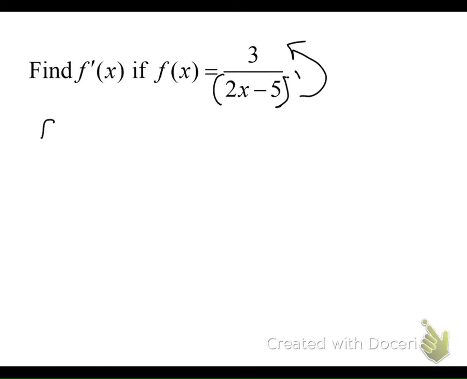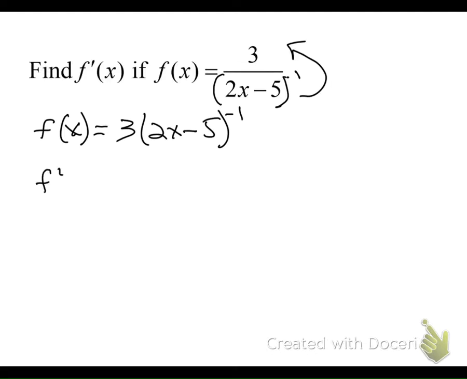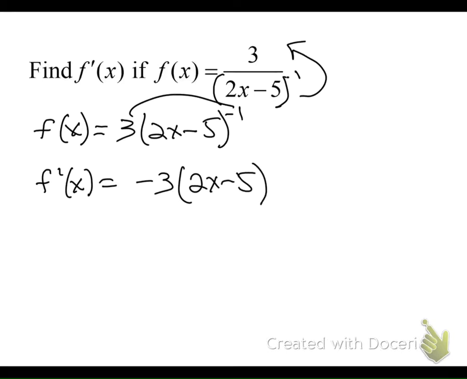So when you write this problem down, don't even write it the way it is. The 3 is in the numerator, move the 2x minus 5 to the top and make it a negative 1 power. Now this is an easy power rule, chain rule again. So the derivative is the derivative of the outside, negative 3. Leave the inside the same. Subtract 1, and you get negative 2.